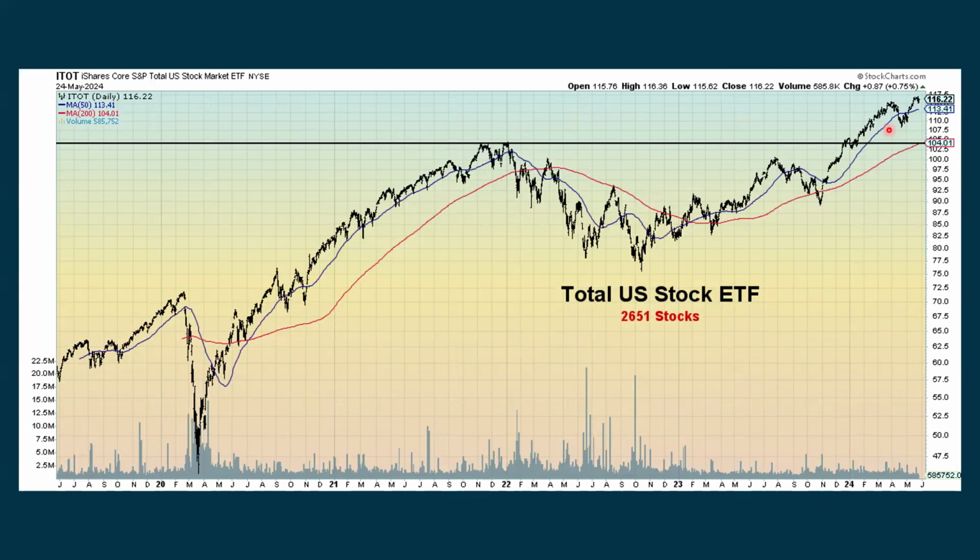Everybody thought the market's going to the moon. Well, NVIDIA was kind of on a solo trip. It did really well, but the rest of the market had some problems. This is the total U.S. stock ETF, which is 2,651 stocks. We're coming off of setting recent all-time highs. We're above both moving averages, and we're in an uptrend. So this is showing that the broad market is still hanging in there.